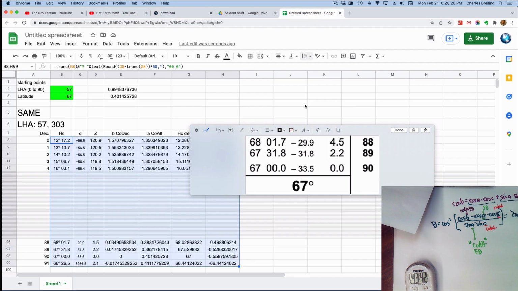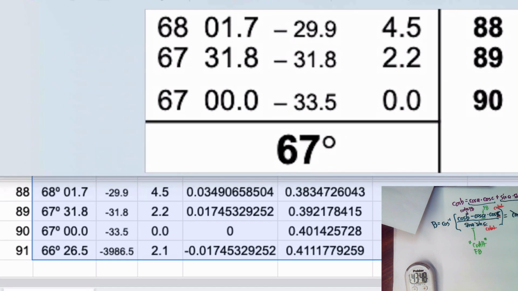So let's take a look at our numbers at the bottom of our table. At 88 degrees, in fact, what I'm going to do is just gray this line out. We'll just fill it in with gray, because we don't want that number. So at declination of 88, we have 68 degrees, 1.7 minutes. We have a little d of negative 29.9 and an azimuth of 4.5. Okay, that's really great.